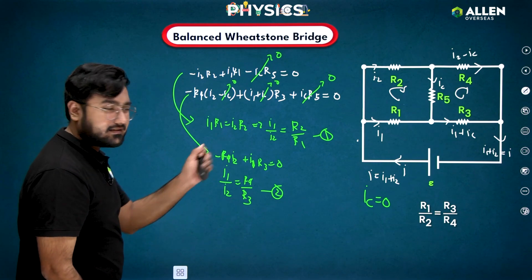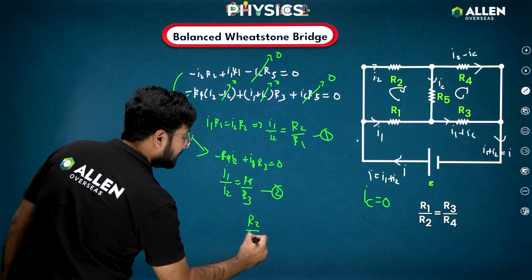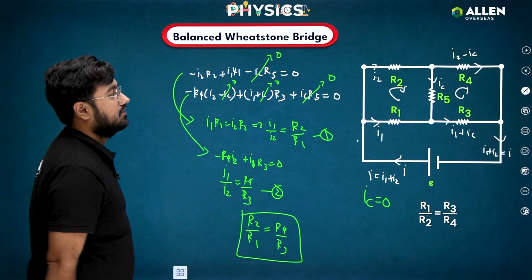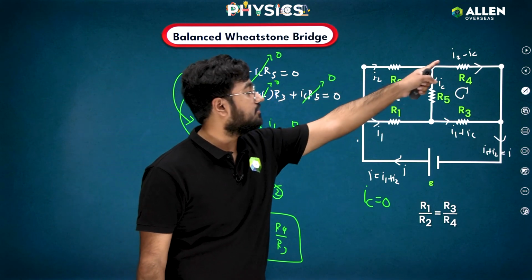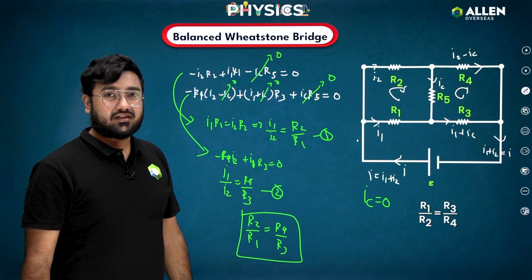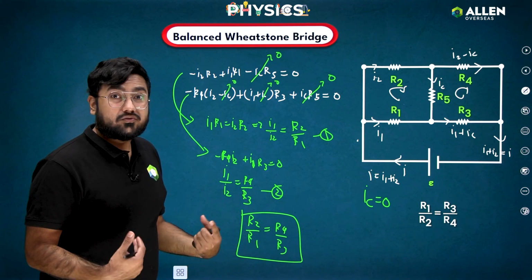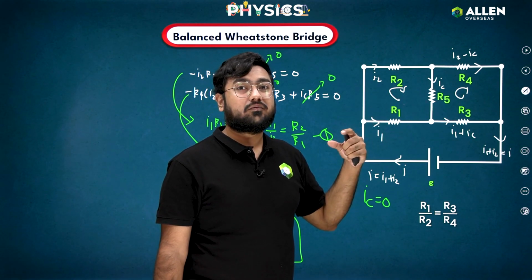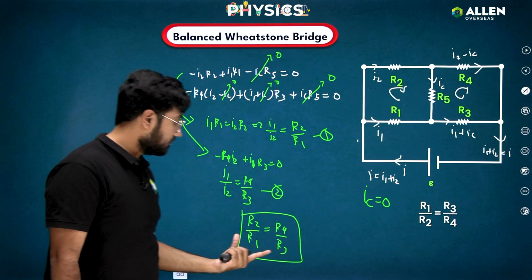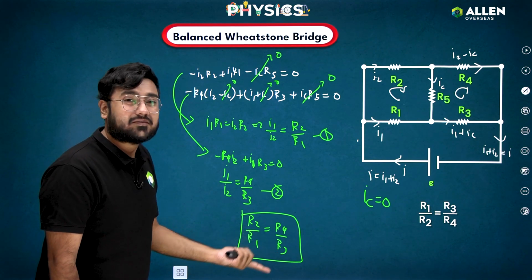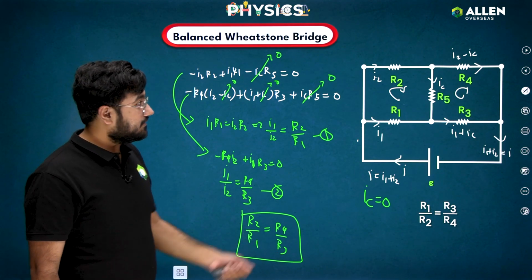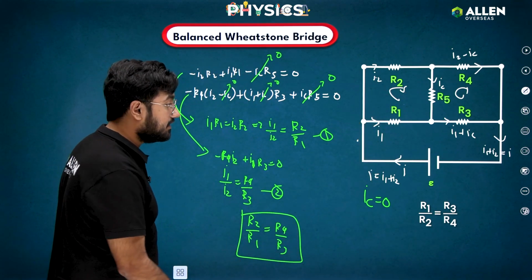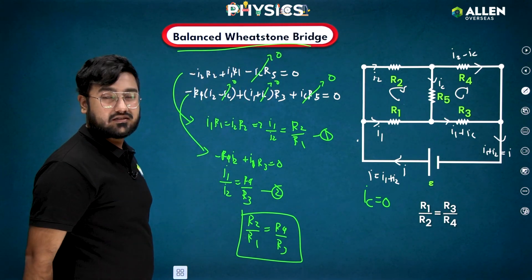Equation 1 and equation 2 LHS is the same. That means R2 by R1 is equal to R4 by R3. Right? So if I have to make the current through the central branch 0, what do I have to do? R2 by R1 must be equal to R4 by R3. If I make the ratio the same, the current through the central branch will be 0. And that is the condition of the balanced Wheatstone bridge.